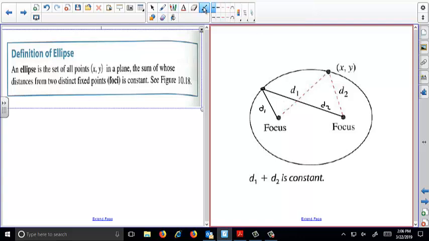So anywhere on an ellipse, if you pick any point on an ellipse and you measure the distance from that point on the ellipse to these two focus points, d1 plus d2 is always a constant. Now a circle, the focus points are identical. So then what you get is a string that would go out from the center to the circle, and you'd have these two pieces of string right on top of each other.